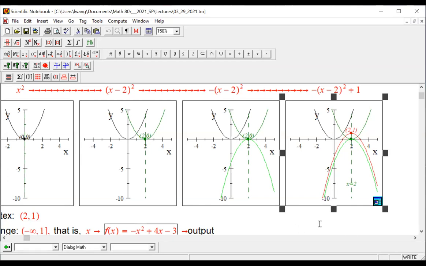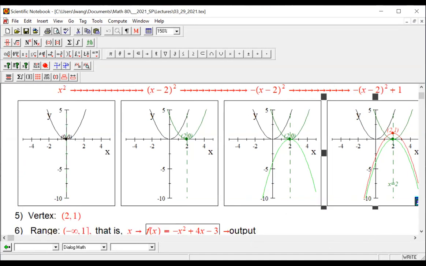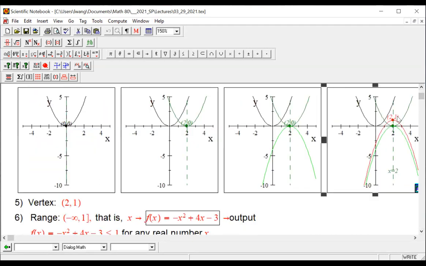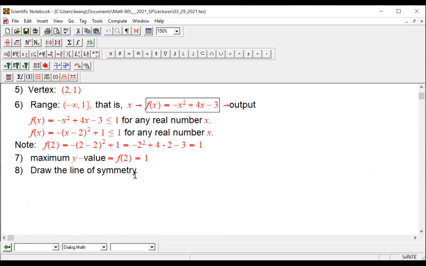Does everybody follow me? That's a line of symmetry, yeah? So maybe you should make some connections. When x equals 2, it reaches the highest point, the largest output. And x equals 2 is also the line of symmetry. So x equals 2 is the equation of the line of symmetry. Does everybody follow me? Do you have any questions? Because I'm using a lot of terminology, a lot of the terms, the words.